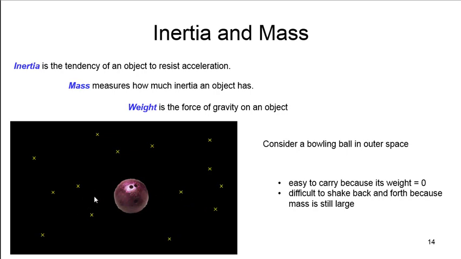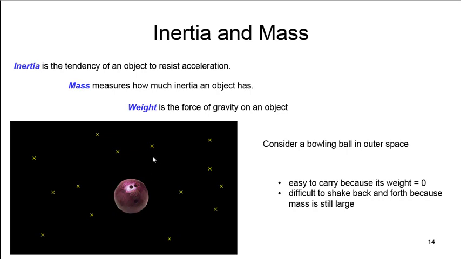So as I shake it back and forth, I'm constantly changing the velocity. That means I'm constantly making it accelerate. And you know what? It will be difficult to shake this object back and forth. If I brought a balloon into outer space, it would be easy to shake back and forth because it has a very small amount of mass. The bowling ball in outer space has a large amount of mass. That makes it difficult to make it accelerate. It makes it difficult to shake back and forth.